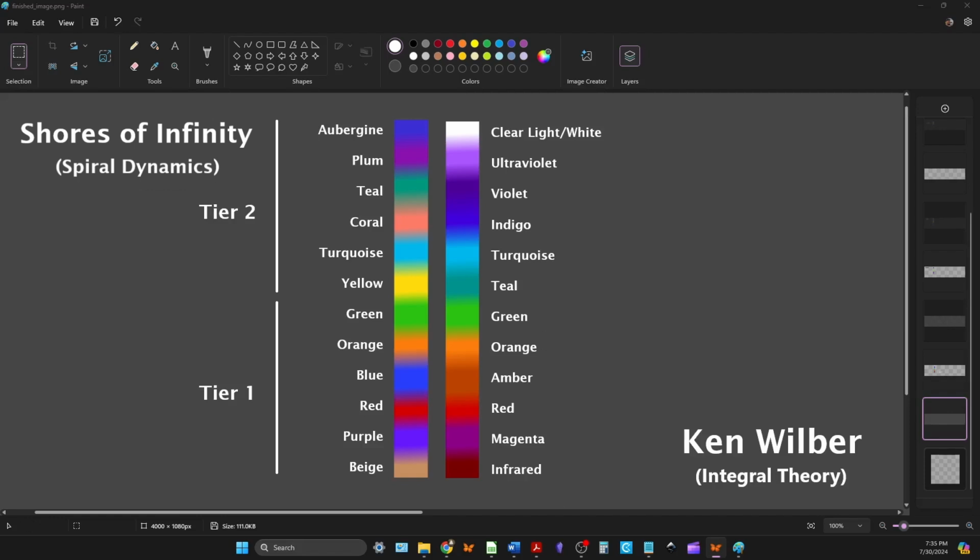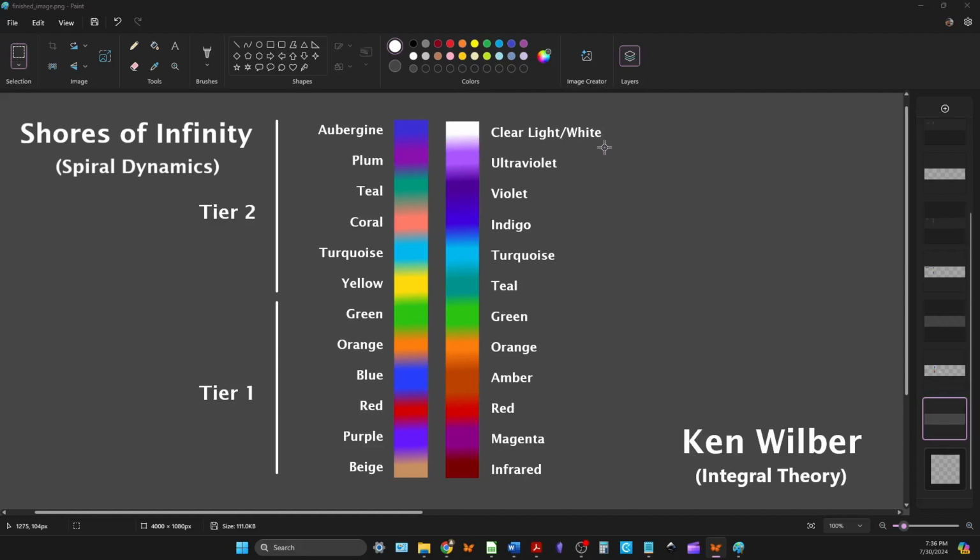He still kept several of the original color names in place. So red is the same, orange is the same, green is the same, and turquoise is the same. But he changed others to make his spectrum work. So beige became infrared, purple became magenta, blue became amber, yellow became teal, coral became indigo, and then he continued the rest. Ending with clear light or white.